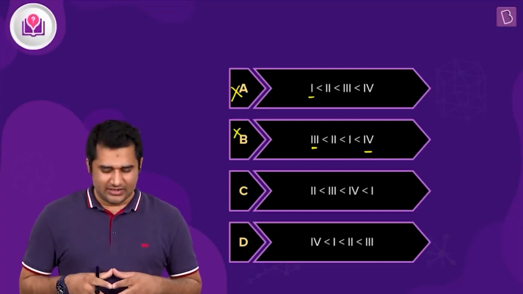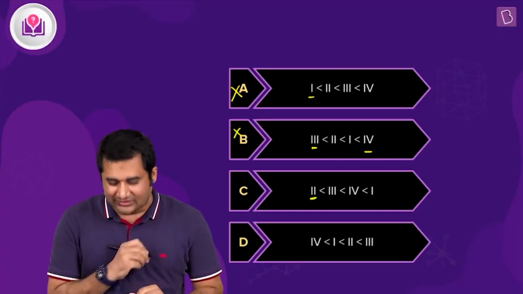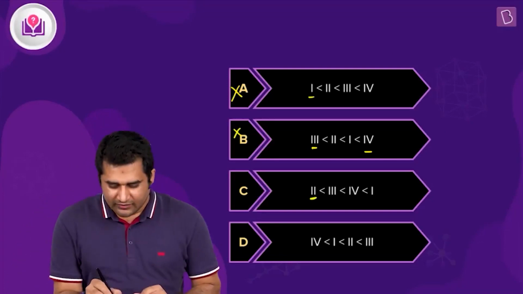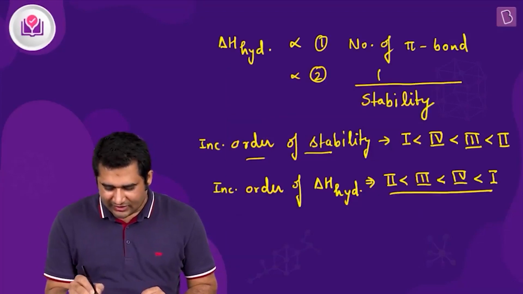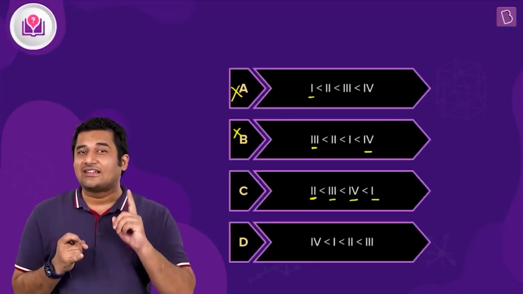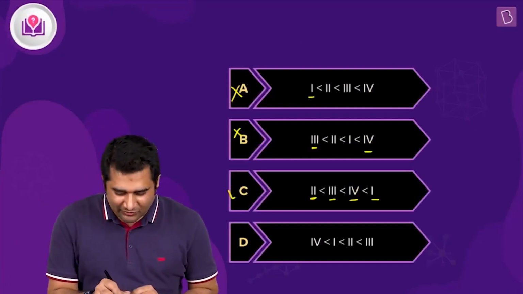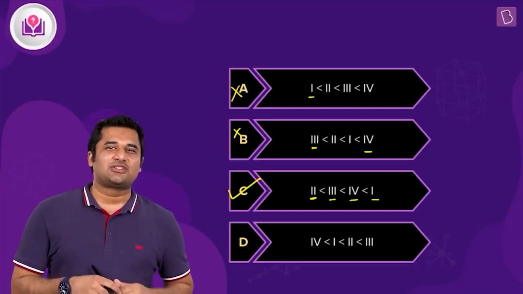Moving to option C, here you can see that we have second as the least heat of hydrogenation, followed by 3, then 4, and then 1. So let's match. So second, 3, 4, 1. Absolutely, this is the exact match. Alright, so that means option C is the right answer to this question.